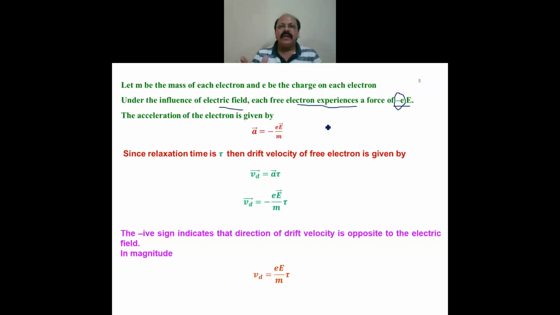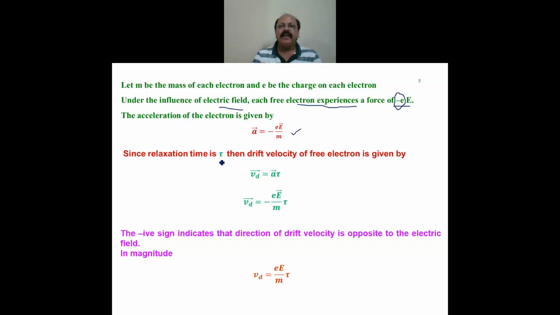Now when the electron will experience the force, then it gets accelerated towards the positive end of the conductor. Then we can find out the acceleration of electron, that is a vector equal to F vector upon m, but F vector is minus eE vector, so you have to write a vector equal to minus eE vector upon m. This is the acceleration of electron by which it is accelerated towards the positive end of the conductor.